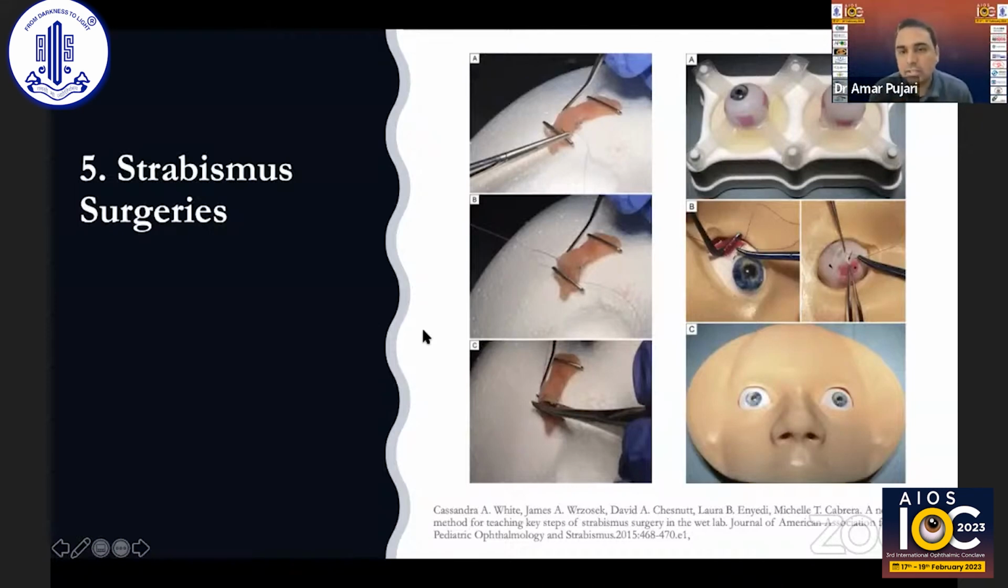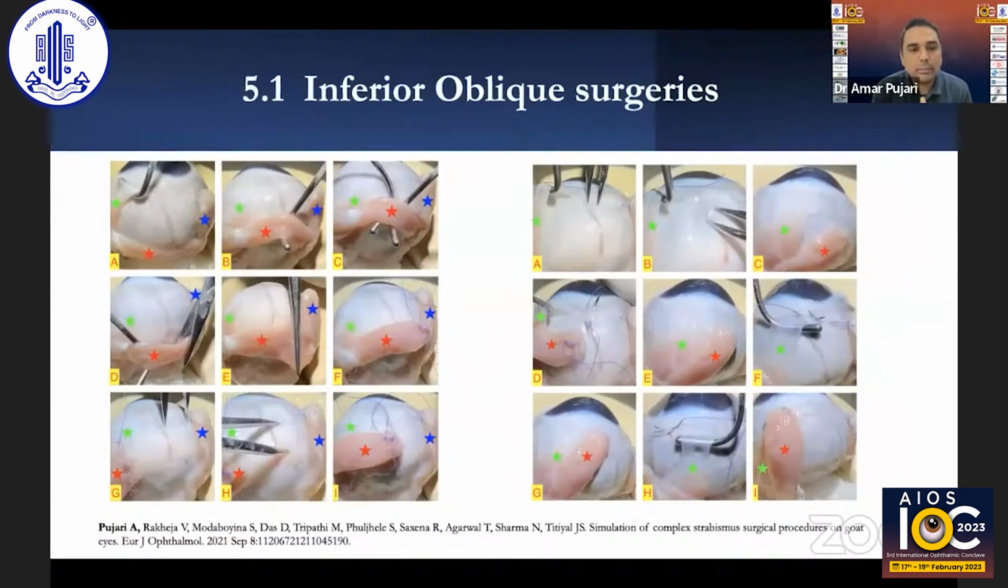On the right side, you can see these are silicone modules. Again, you are not going to have any elastic tissue which resembles a Tenon or the sclera. So for this, I have made this module where you can see on the left side, on the A diagram, the blue asterisk shows the lateral rectus, the green shows the inferior rectus, and the red shows the inferior oblique muscle. So how to identify the inferior oblique muscle, how to disinsert it from the insertion, and this is Fink's procedure.